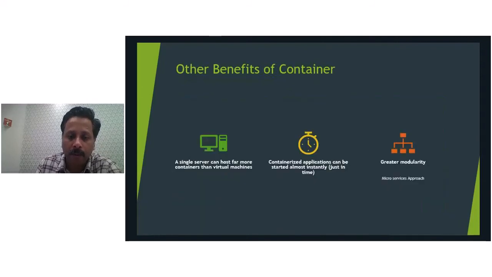Now, other benefits of container. Because these are lightweight packages, you can actually run far more containers than virtual machines. Okay. Another is these containerized applications can be started almost instantly. That is one of the advantages. And nowadays, with microservices approaches and designs, this is very helpful. Implementing microservices using containers is a very easy way. Okay.